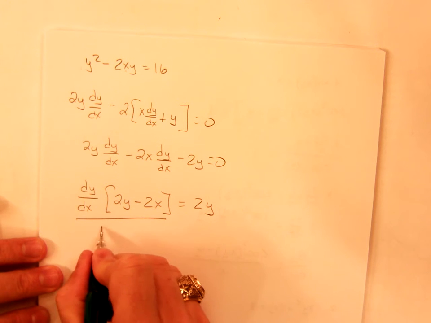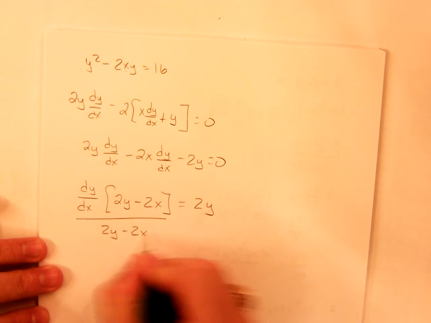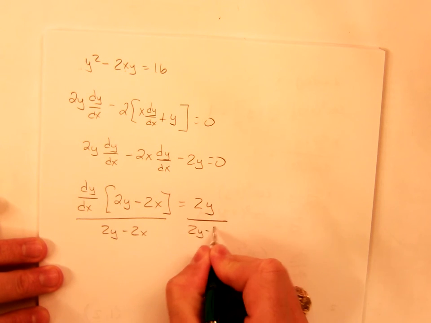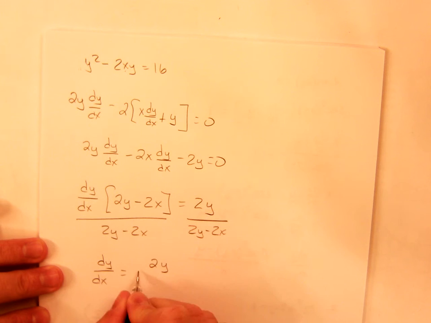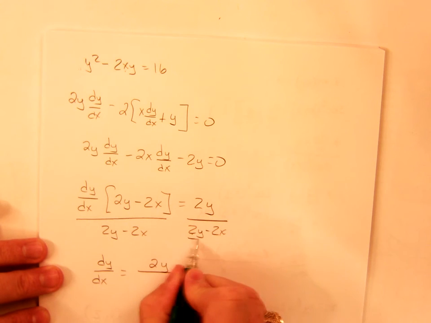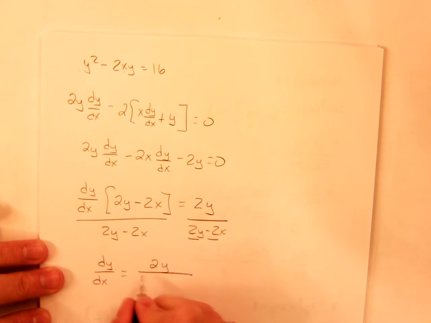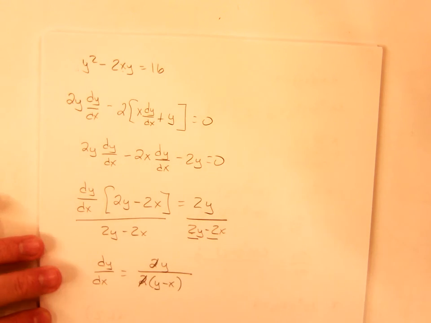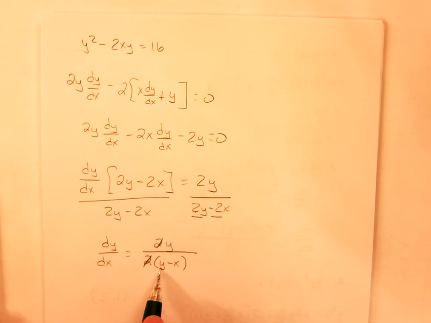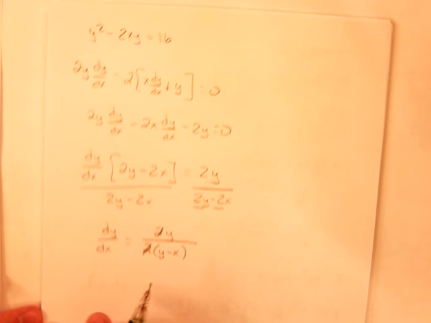Divide through by 2y minus 2x. And I end up with dy/dx equal to 2y over, and I'm going to factor out a 2 because I have it in both of these terms. And what that allows me to do is cancel the 2, and I'm left with y over y minus x. All right, any questions about that?